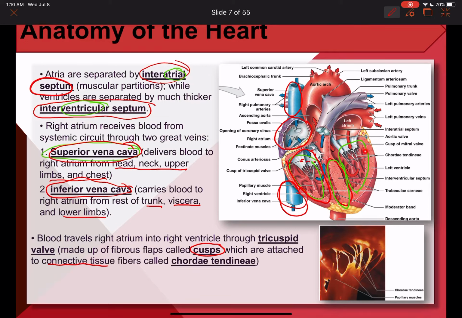The unique thing about these two valves is that they only open in one direction. Thankfully, it only allows blood to flow from the atria into the ventricle, whether it be right atrium into right ventricle or left atrium into left ventricle. It's always in that one direction. It should not allow blood to flow backwards from the ventricles back into the atria. The accessory structure that ensures no reversing back into the atria is called the chordae tendineae.